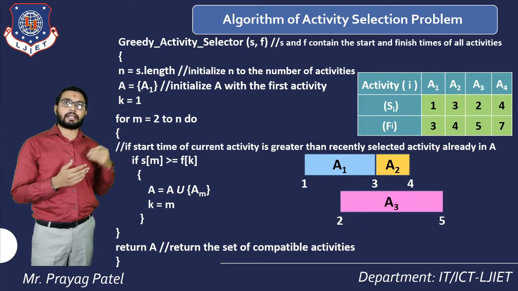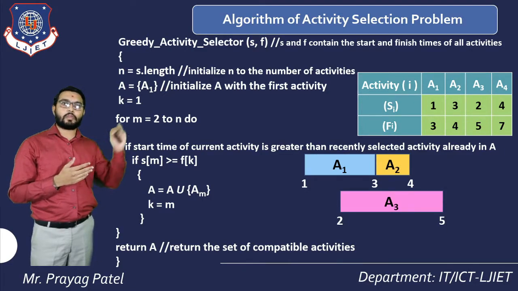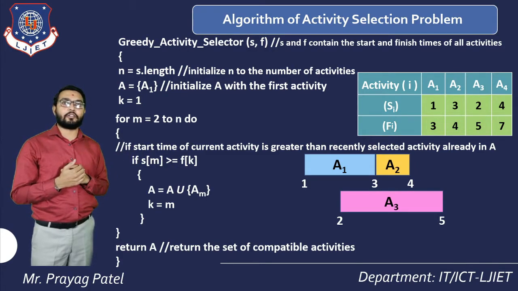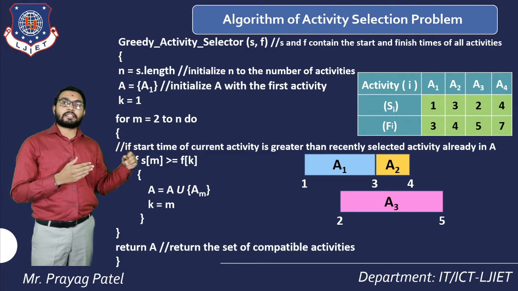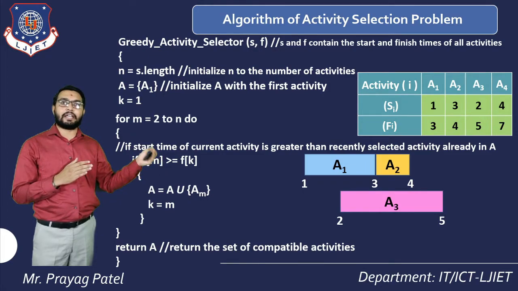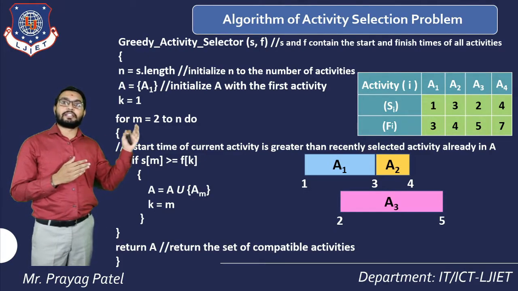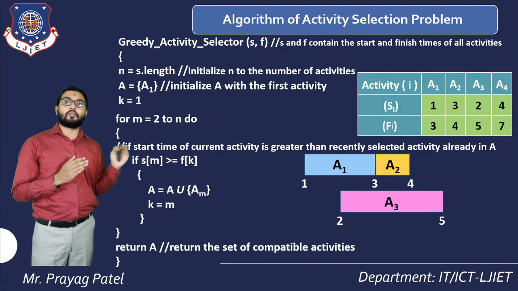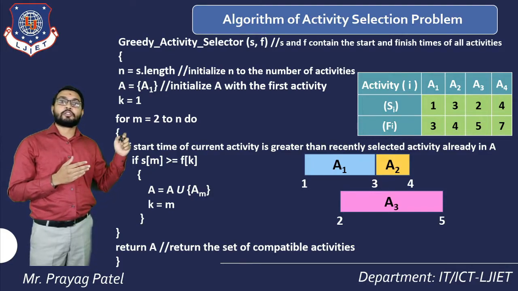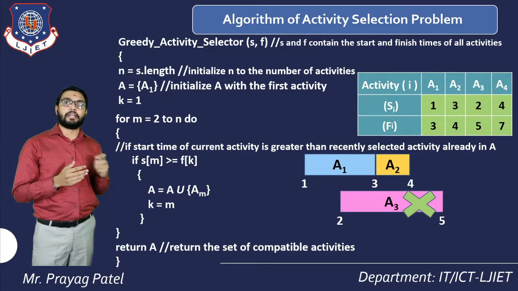Now consider the next activity A3. In activity A3, starting time equal to 2 and finishing time equal to 5. Now the last selected activity is A2 and the next activity is A3. So the starting time of A3, which is 2, must be greater or equal to the finishing time of the previously selected activity A2, which is 4. So 2 greater than or equal to 4, the condition is not satisfied. So we do not select this activity A3.